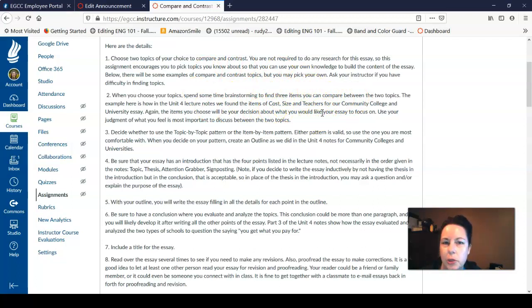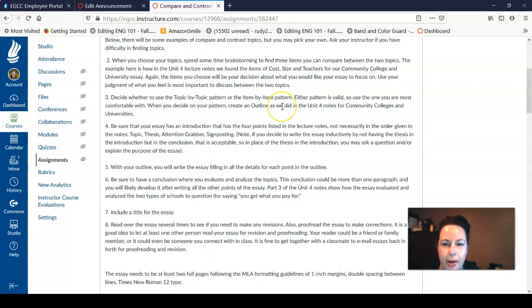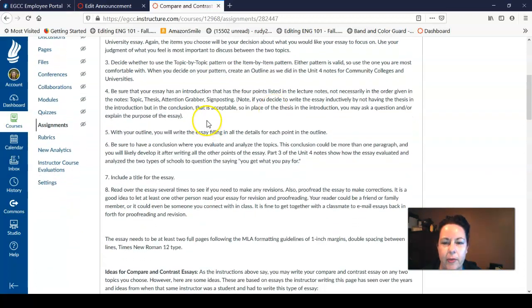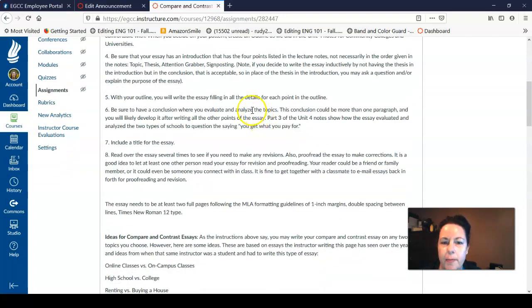And remember, this is only a 2-page essay. So the 3 items that you're going to compare, and it gives you the example of what they compared with the sample topic. And then what is your pattern? Okay, there are 4 different points that are listed in the lecture notes, which is the topic, thesis, attention grabber, and signposting. Okay, so make sure that you're following that.